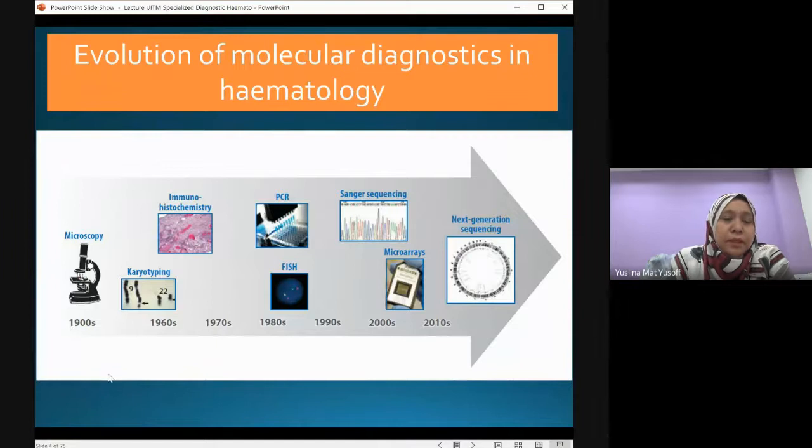We start in 1900, where we just look at the morphology through microscopy. Then in the 1960s, karyotyping, followed by immunohistochemistry. This is from the bone marrow aspirate and trephine biopsy. We do immunohistochemistry. After that, PCR and FISH. In the 1990s, Sanger sequencing was found, followed by microarrays, and then in 2010, next generation sequencing.